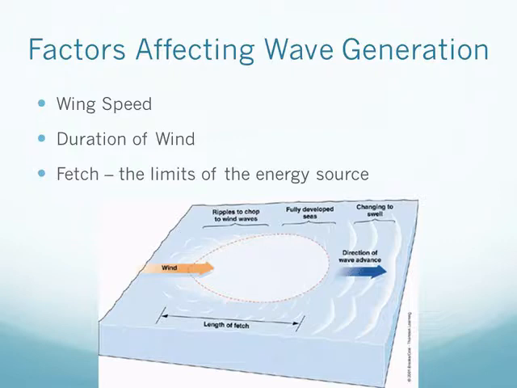Waves typically, from capillary waves to fully developed seas, are in the fetch area and are still receiving energy from the wind. Once the waves become swells, they leave the fetch area but have enough energy to continue propagating through the ocean in the direction in which they were generated.